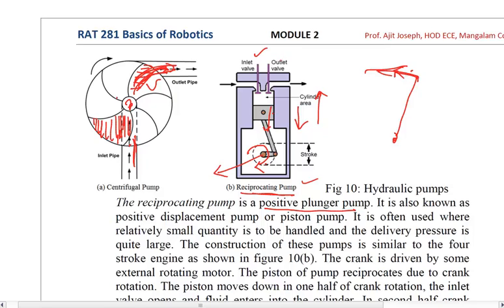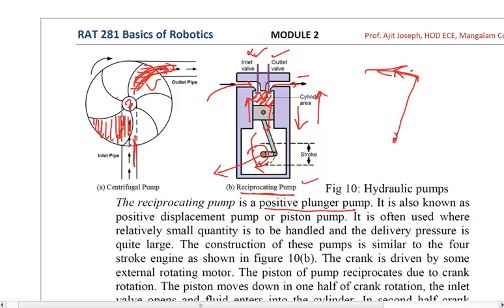Now when it is moving down, this inlet valve will open, and because of the vacuum that is created in this chamber as the piston moves down, the oil will be pushed from this inlet and move inside. At that time the outlet valve will be closed, so no oil will go outside. Then in the second half stroke the piston will move up, and whatever oil has been collected here will be pushed out through this outlet by opening the outlet valve and closing the inlet valve.